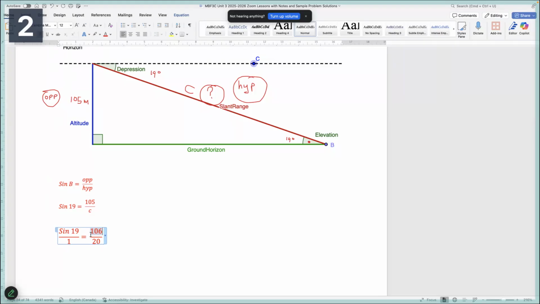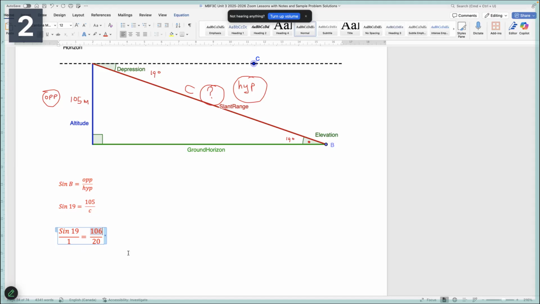Now we're going to cross multiply. So C times the sine of 19. Let's make a copy of that and paste. So C sine 19, when we cross multiply, equals, that's just going to be 105.